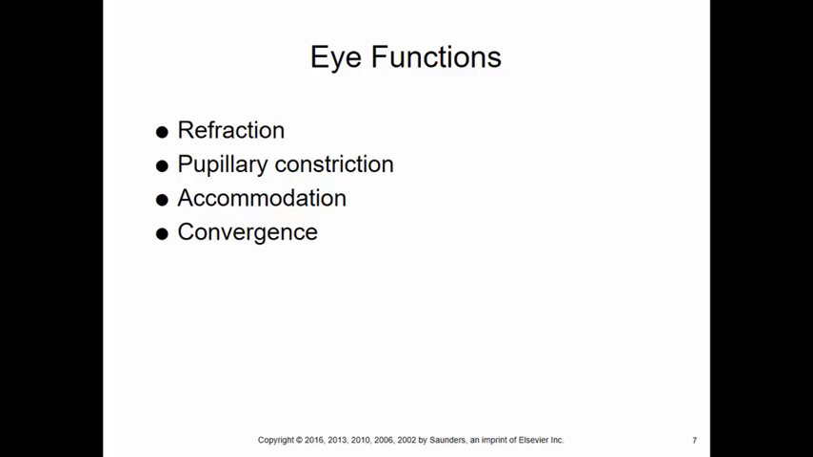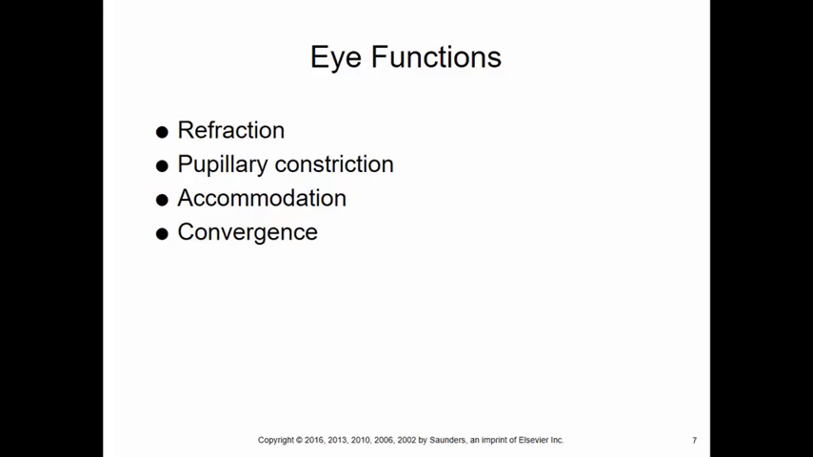Continuing with Chapter 46 to discuss eye functions. In order for the eye to provide clear images, there are four functions that need to be present. Refraction is what bends light rays from the outside into the eye to the retina. Pupillary constriction and dilation, this is how our eye controls the amount of light that enters it.